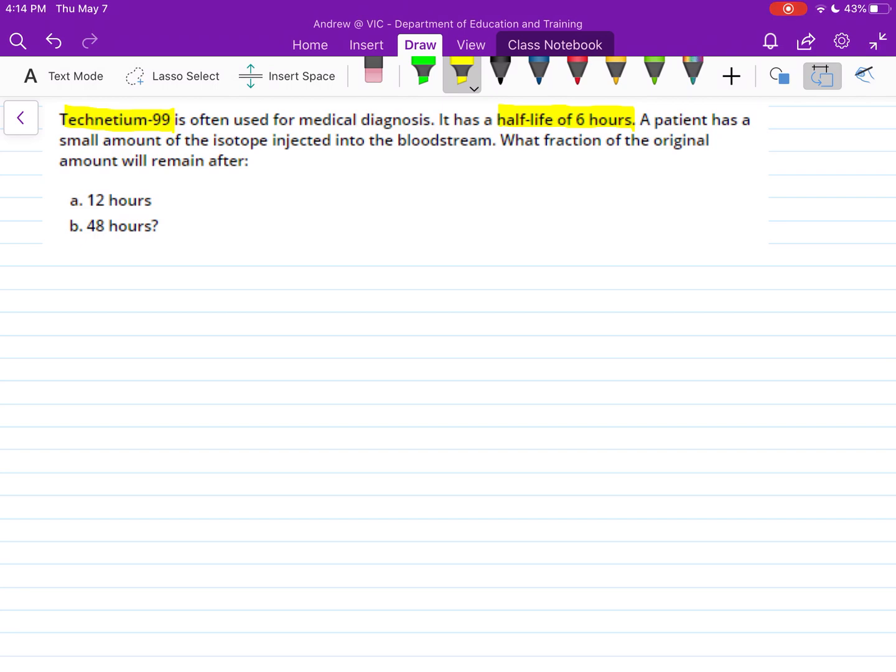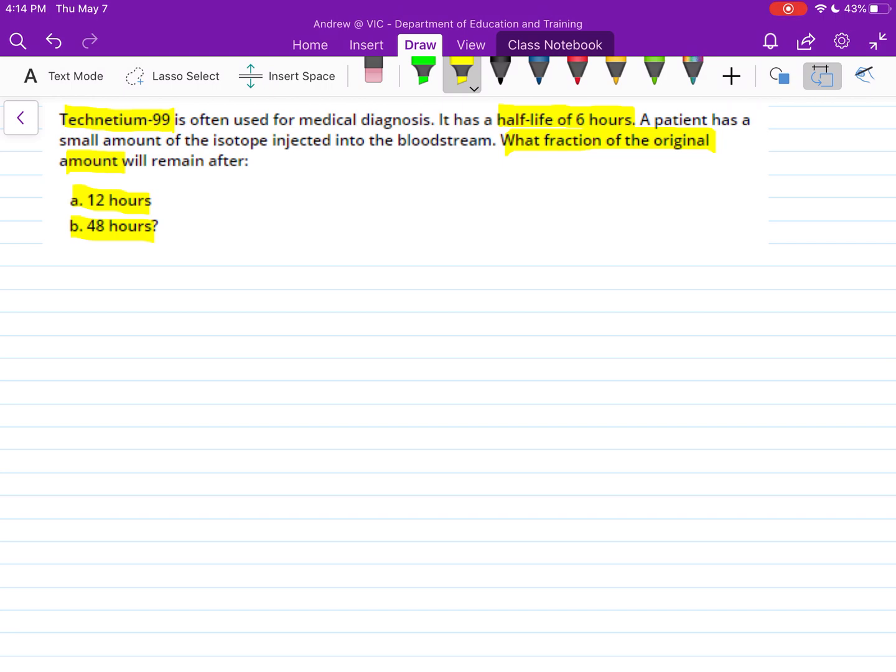A patient has a small amount of the isotope injected into the bloodstream. Note that it doesn't give you an amount here, so you won't be looking for an amount in your answer. I'll get to how to do this if you were given an amount later. What fraction of the original amount will remain after 12 hours and 48 hours? They've actually told us in the question that they're looking for a fraction answer.